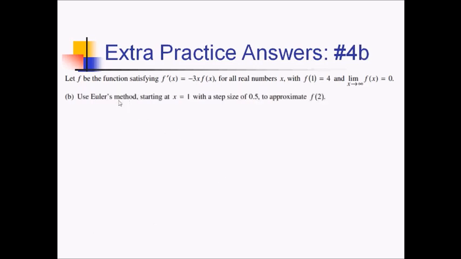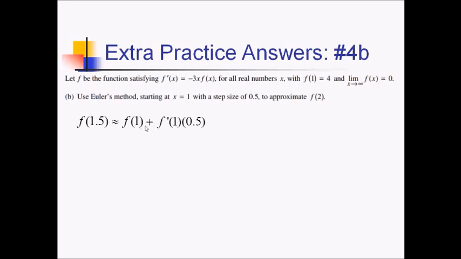For this problem, using Euler's method and starting at x equals 1 with a step size of 0.5, we want to approximate f of 2. So we're going to do this in 2 steps. First, we're going to figure out f of 1.5, and then we'll use that to figure out f of 2. So f of 1.5 is going to be approximately f of 1 plus f prime of 1 times our step size of 0.5 that they gave us.